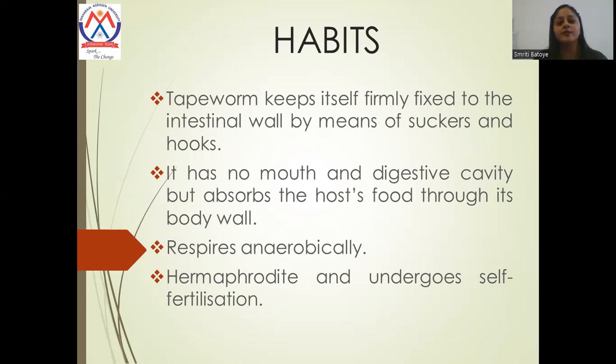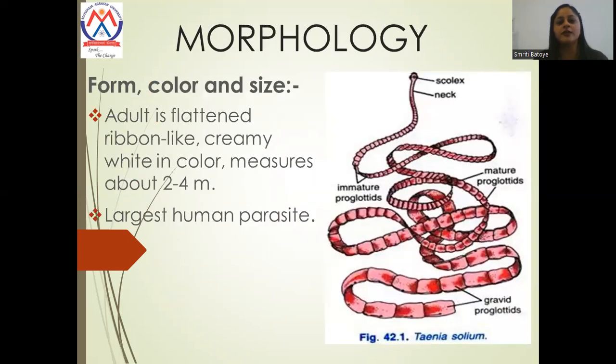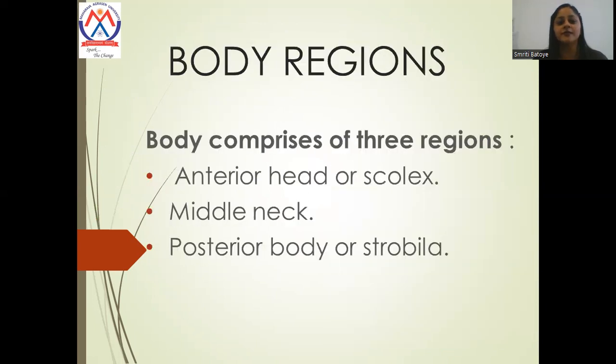They exhibit anaerobic respiration, and they reproduce by self-fertilization, as Taenia solium is a hermaphrodite. Hermaphrodite means they exhibit both male and female reproductive structures in a single worm. Now, if we talk about the morphology of Taenia solium, their body is long, tape-like, flattened, opaque, or white in color, and the adult is mostly about 2 to 4 meters in length, and it is the largest human parasite present in our body.